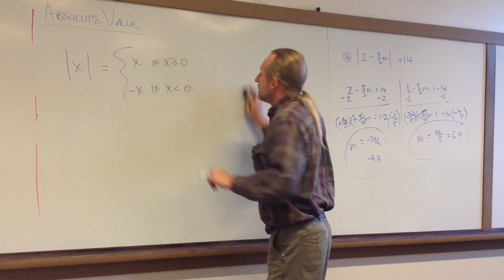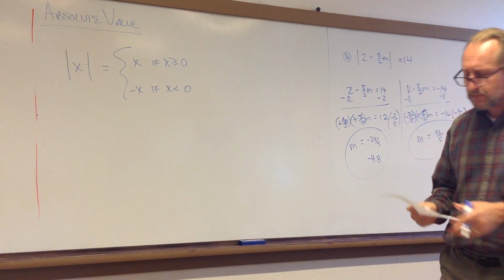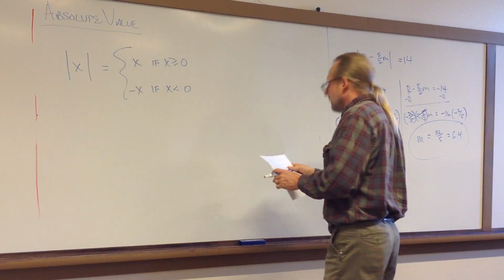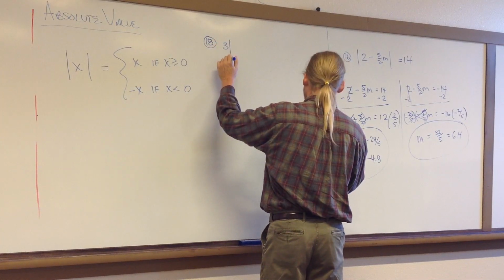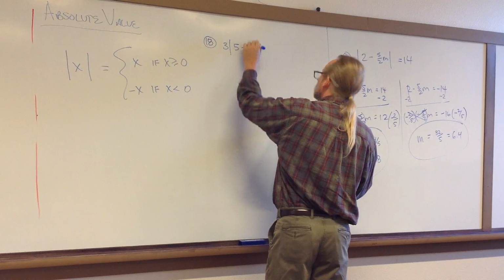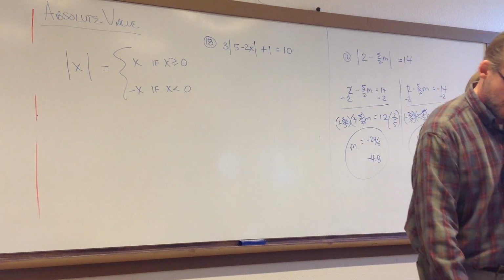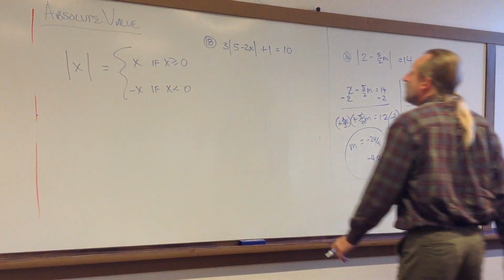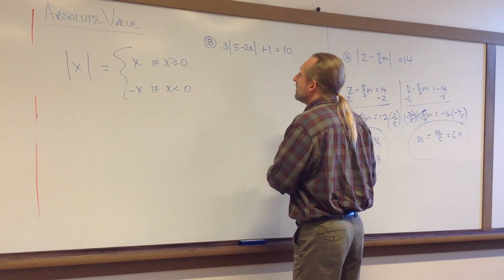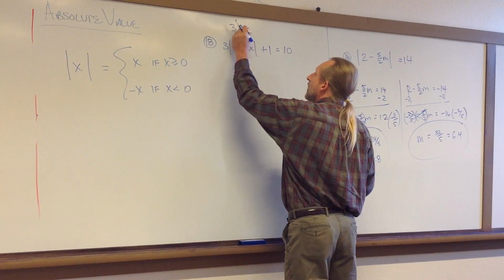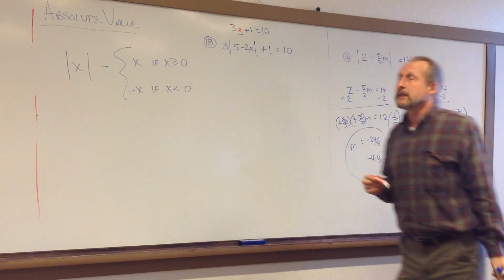Okay, now the problems on the second page are a little bit trickier because you have to get the absolute value by itself before you do anything. So in problem 18, 3 times absolute value 5 minus 2x plus 1 equals 10. All right. So you need to treat this like a variable almost. Almost like it's 3a plus 1 equals 10. And you want to get that a by itself.